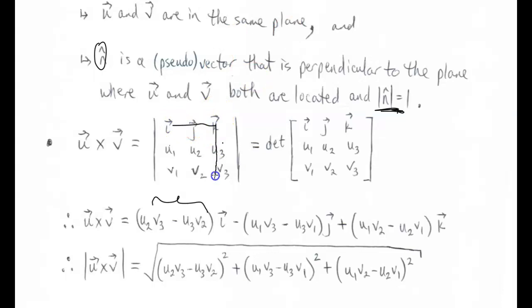We take out this row and that column, and we would take the determinant of this minor matrix, which is u1, u2, v1, v2. And to take the determinant, we just say u1 times v2 minus v1 times u2. And that's how we get this result here. And of course, if this is what the corresponding pseudo vector u cross v is going to be, then its magnitude would just be the sum of all the squares of its components, and then we take the square root.